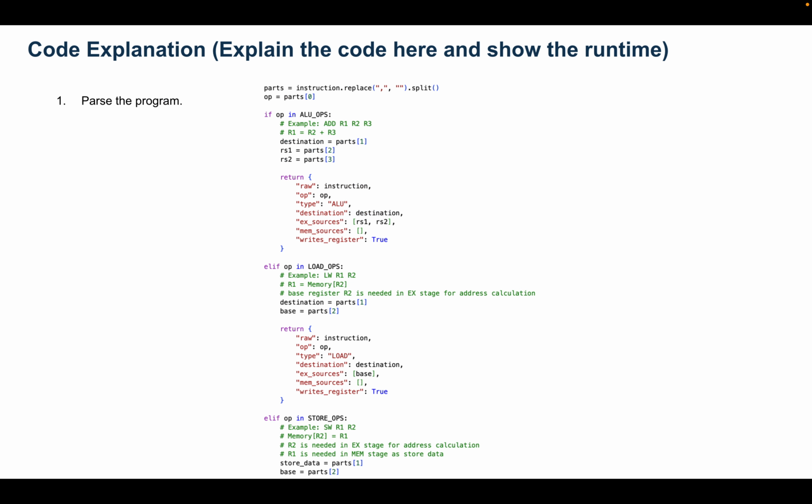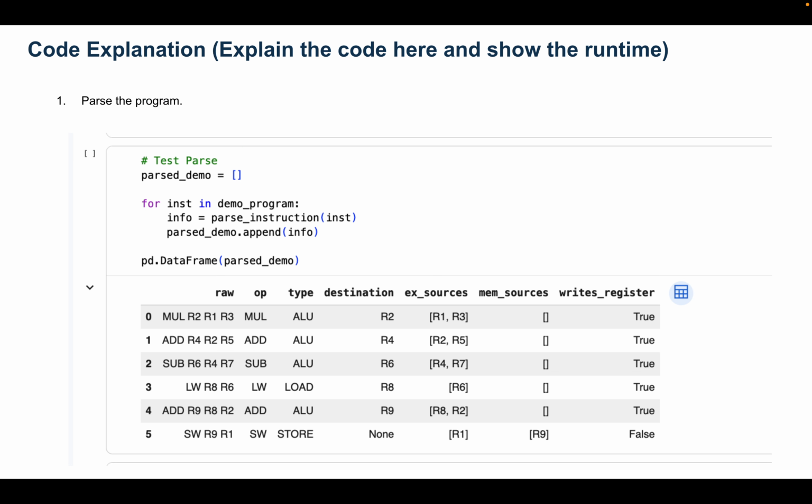So this is the instruction parser, which is used to parse the program. The instruction parser is important because it converts instruction strings into structured information. For ALU instructions such as add R1, R2, R3, R1 is the destination register, and R2 and R3 are the EX stage source registers. The EX stage source register or MEM stage source register information is very important because it determines whether it is path C, path A, or path B for the forwarding model. So this is the parse result.